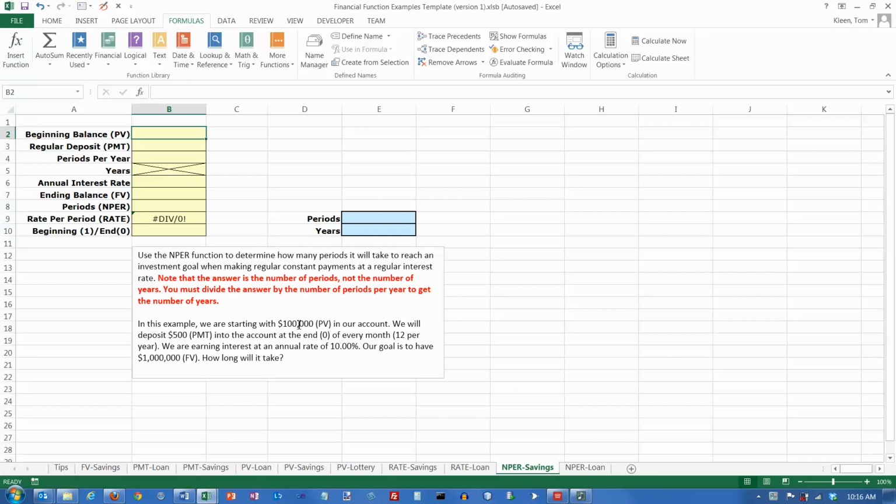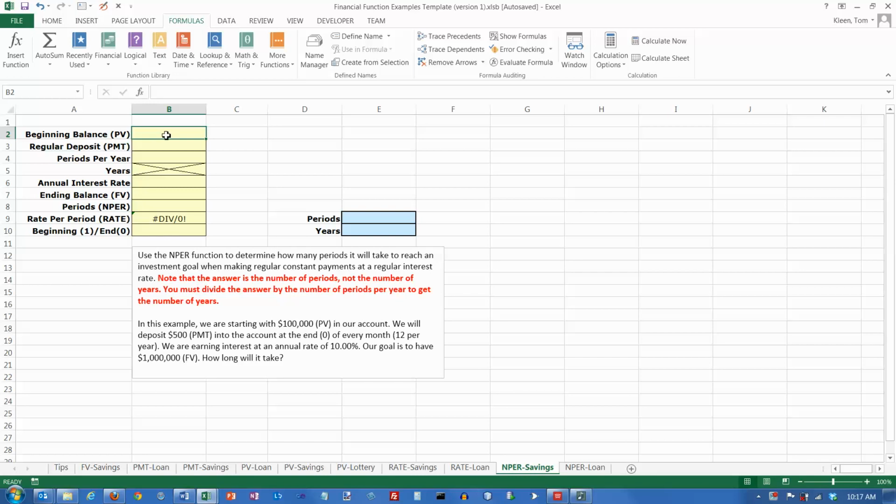We're starting off with $100,000. That's the present value, and we're going to save $500 every month at the end of the month, and that's 12 periods per year. We're assuming an annual interest rate of 10%. Our goal is to have $1 million. How long is it going to take?